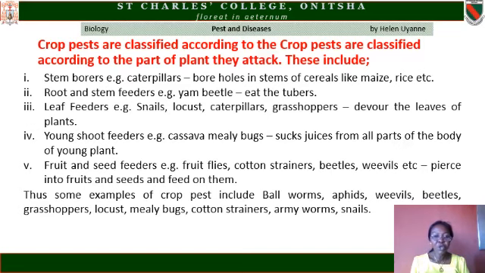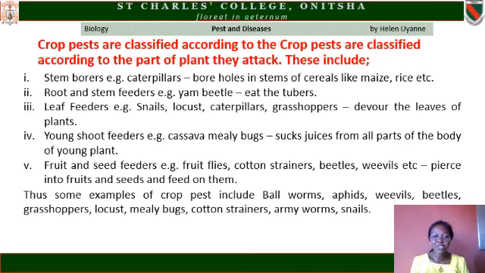Now we have the third one, which are the leaf feeders. They devour the leaf of the plant. And once the leaves are attacked, of course, photosynthesis can no longer take place, and that leads to the death of the plant. We have examples of such pests like snails, locusts, caterpillars, grasshoppers, and so on.